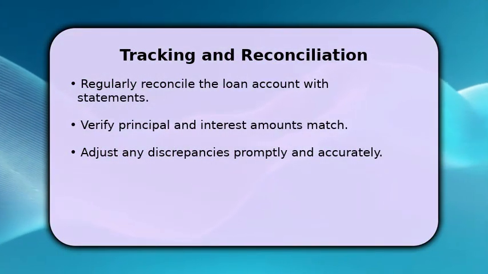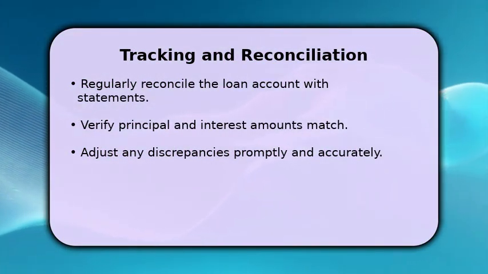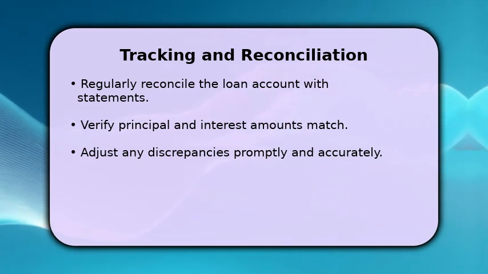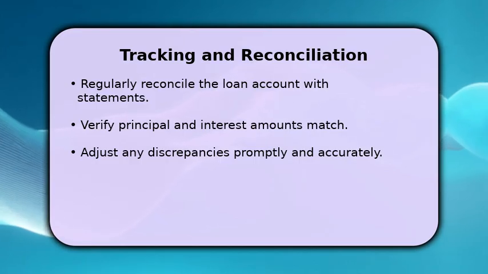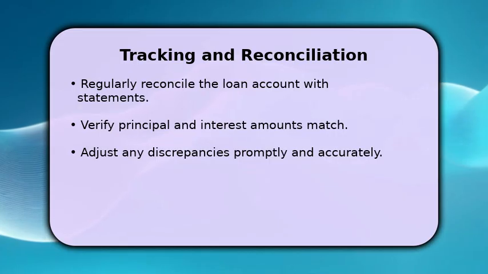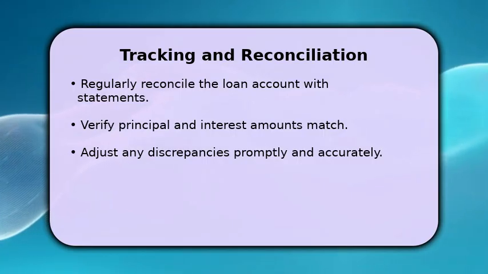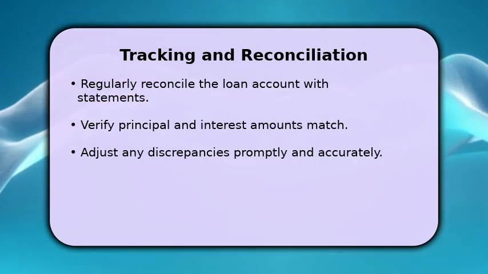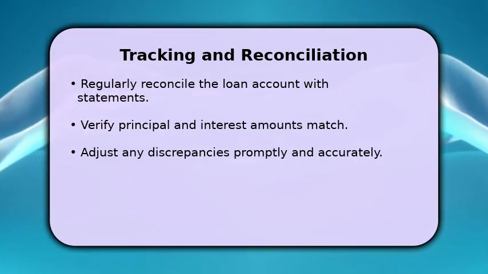Consistent tracking and reconciliation are crucial for accurate loan management. Regularly compare your QuickBooks loan account balance with the lender's statements. Pay close attention to ensure the principal and interest portions of your payments align perfectly. If you find any discrepancies, address them immediately. This diligent process helps maintain precise financial records and provides a clear picture of your outstanding loan balance.